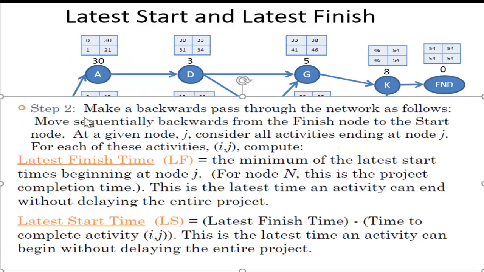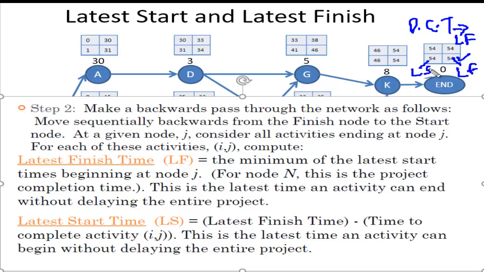Now in step 2, we're going for the backward pass. In the backward pass, we calculate two things: the latest finish time and the latest start time. For the end node, whatever the project completion time is, that is going to be my latest finish time. So this is my latest finish time, and this is the latest start time. The latest finish time will be the same as the project completion time, that is 54.